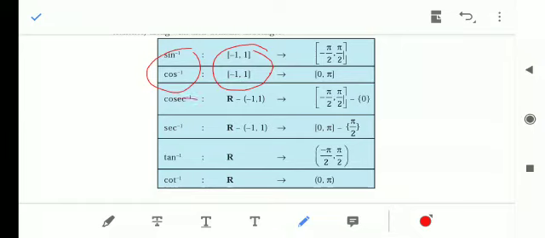Similarly, in case of cosec inverse x and sec inverse x, mod x greater than or equal to 1 is the domain, and again minus pi by 2 to plus pi by 2 and 0 to pi closed interval, minus the middle term, that is minus pi by 2 to plus pi by 2 minus 0, and 0 to pi minus pi by 2. And for tan inverse x and cot inverse x, the domain is R, and again minus pi by 2 to plus pi by 2 and 0 to pi are the ranges. So keep this point in mind and go through it.